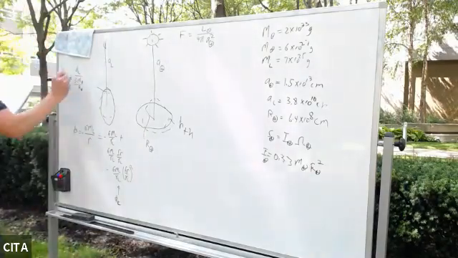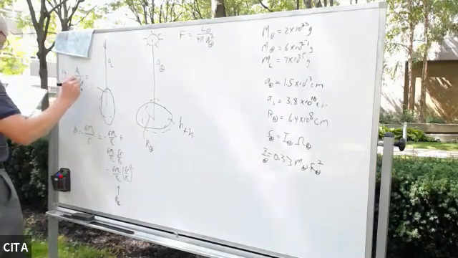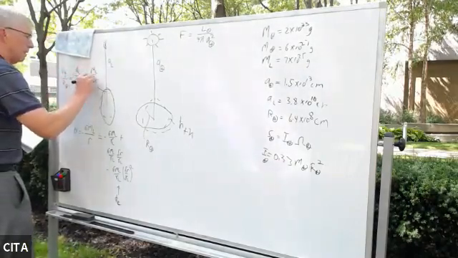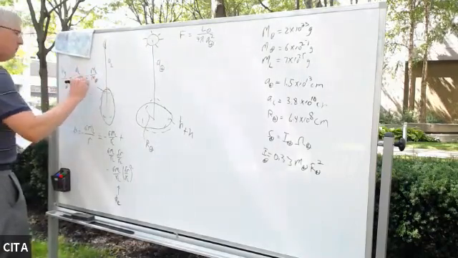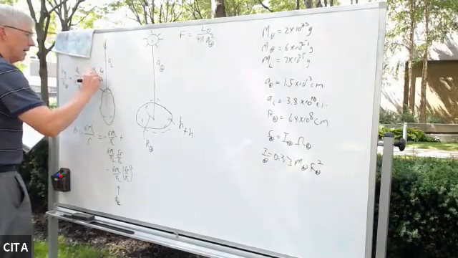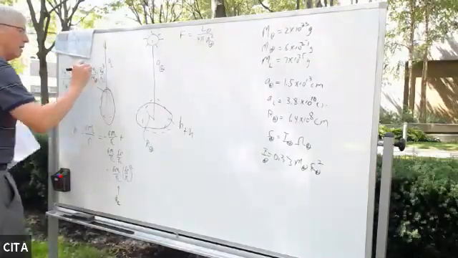Okay, so this just becomes the mass of the moon over the mass of the Earth times the ratio of the radius of the Earth to a, to the 3rd power.